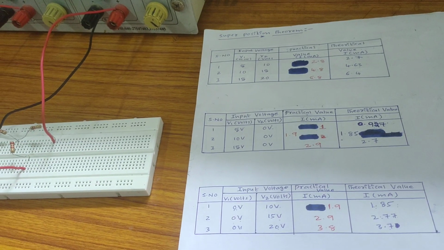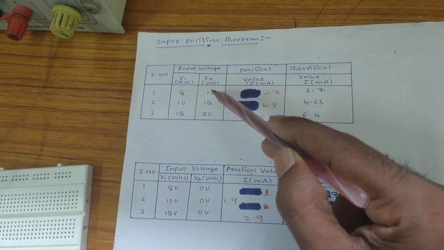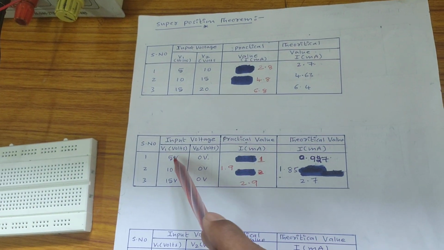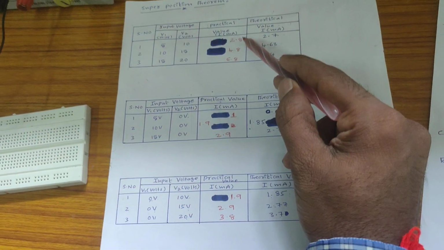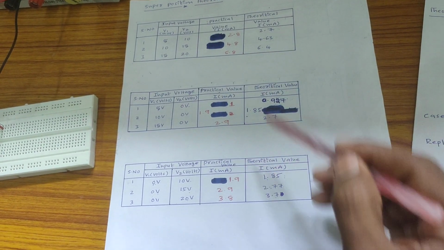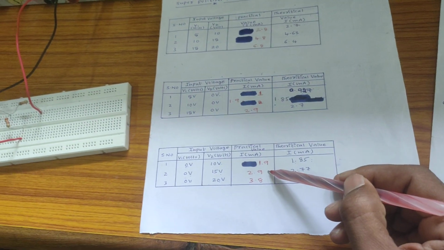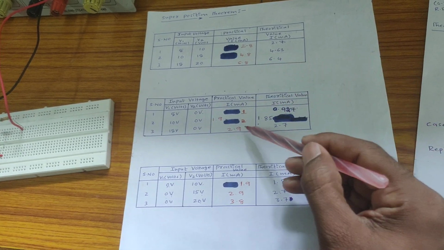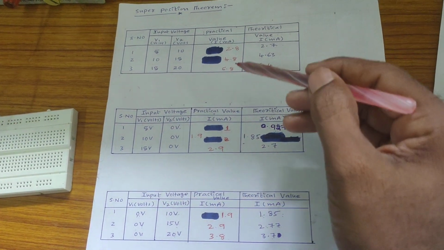Now you can observe the readings for the practical values. When we consider the two sources, for 5 volts and 10 volts, the current is 2.8. When the 5 volt source acts alone it is 1, and when the 10 volt source acts alone it is 1.9, so 2.8 equals 1 plus 1.9, that is 2.9, approximately equal. Similarly, 4.8 equals 1.9 plus 2.9, that is 4.8, satisfied. Here 6.8 equals 2.9 plus 3.8, that is 6.7, approximately equal.